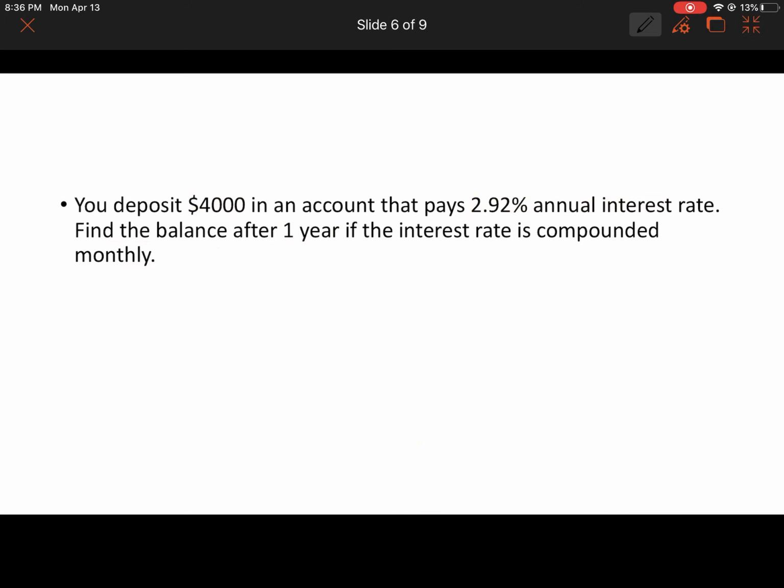You see, all I'm doing is changing one word. So I'm gonna go ahead and highlight the same stuff. We start off with $4,000. We have an annual interest rate of 2.92%. We're going to be doing it for 1 year, and it's going to be compounded monthly. Okay, there are 12 months in 1 year, so this means that it's going to compound 12 times a year.